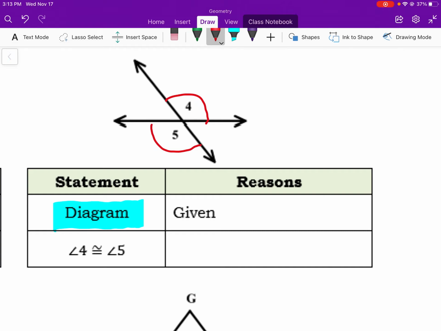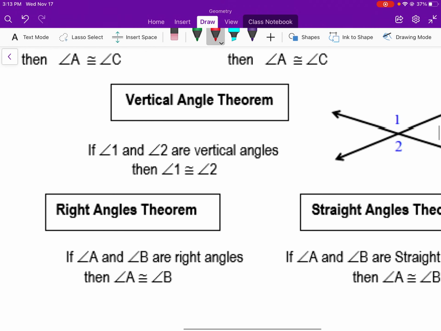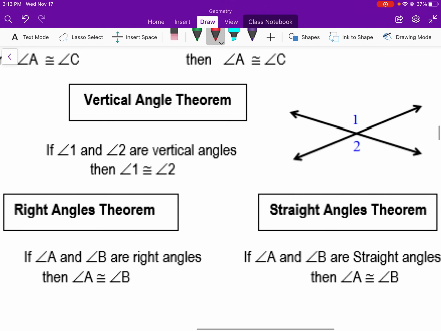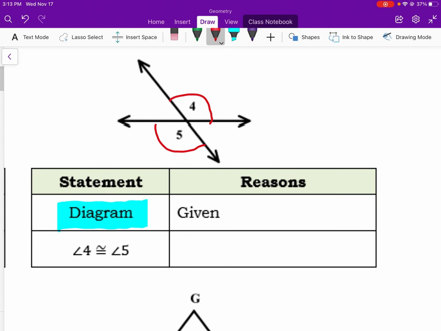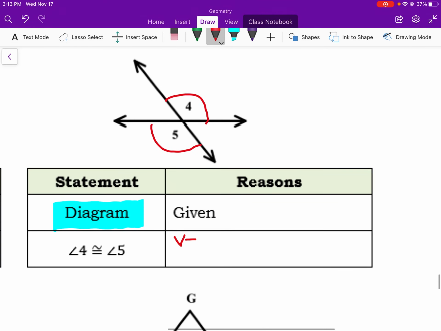We already have an idea that they should be the same measure, by the way, but we're looking to formally establish that. And there we have it, vertical angle theorem. If angles 1 and 2 are vertical, then they're congruent. That's exactly what it's saying. So if I jump back here, vertical angle theorem would be my reason. Vertical angle theorem.